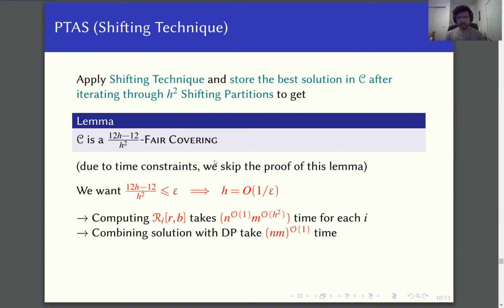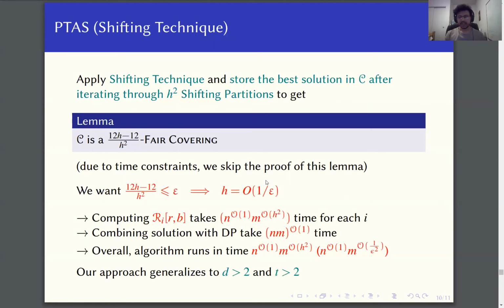Finally, we do the running time analysis of our algorithm. Computing each Ri,RB takes n times m to the power h square time, as discussed earlier. Since there can be at most order n non-empty squares, combining the solution with DP for one single partition across non-empty squares takes polynomial time in n. Hence, the running time of our algorithm is dominated by the step of computing Ri,RB. The overall running time of our algorithm is n to the power order 1, m to the power order 1 over epsilon square, since h is order 1 over epsilon. This is as promised at the start of this section.